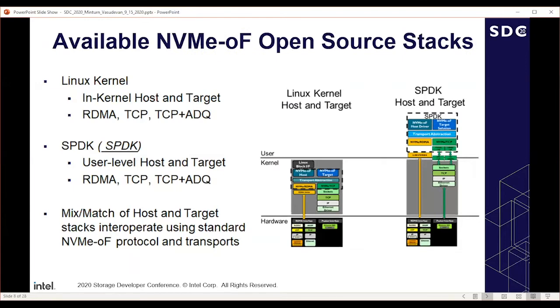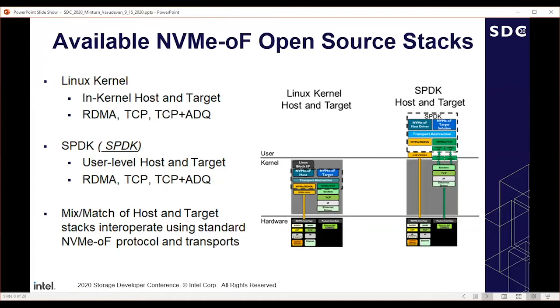So for the available open source stacks for NVMe over Fabric, there's actually two available. One of them is the Linux kernel, where the NVMe over Fabric functionality resides within the kernel drivers. That stack supports RDMA, TCP, and TCP ADQ, so it supports all the Ethernet transports. The other stack is a user level stack, SPDK. The host and target are also both supported, but everything's up in user level.